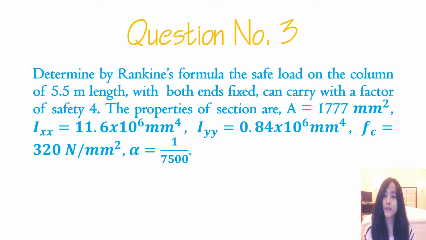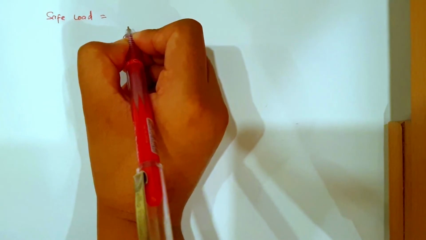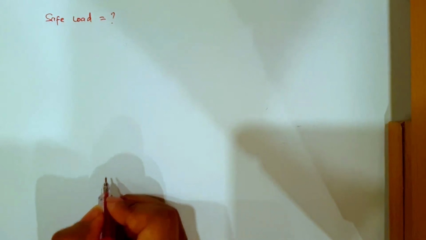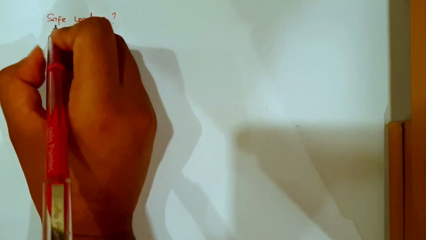Fc is given equal to 320 Newton per mm square. Alpha, which is Rankine's constant, is given 1 by 7,500. So let us get started with this numerical also. Now in this numerical we need to determine safe load by using Rankine's formula. Okay, and for the same let us write down what are the given.